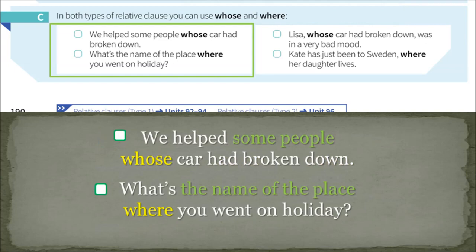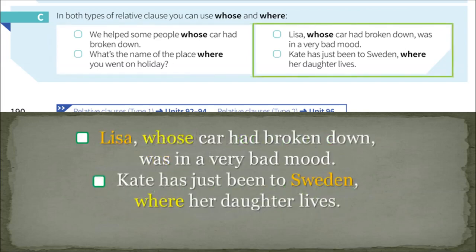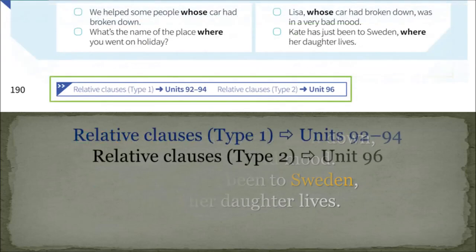We helped some people whose car had broken down. What's the name of the place where you went on holiday? Lisa, whose car had broken down, was in a very bad mood. Kate has just been to Sweden, where her daughter lives. Relative clauses, Type 1. Units 92 to 94. Relative clauses, Type 2. Unit 96.